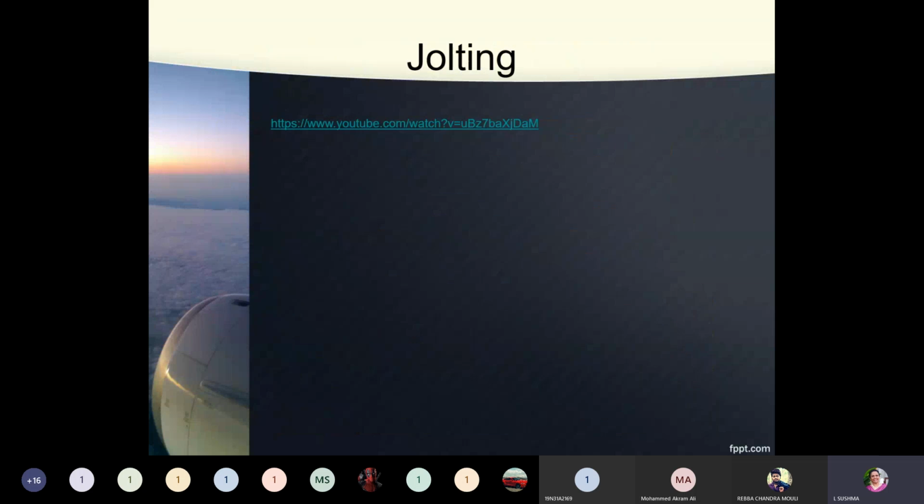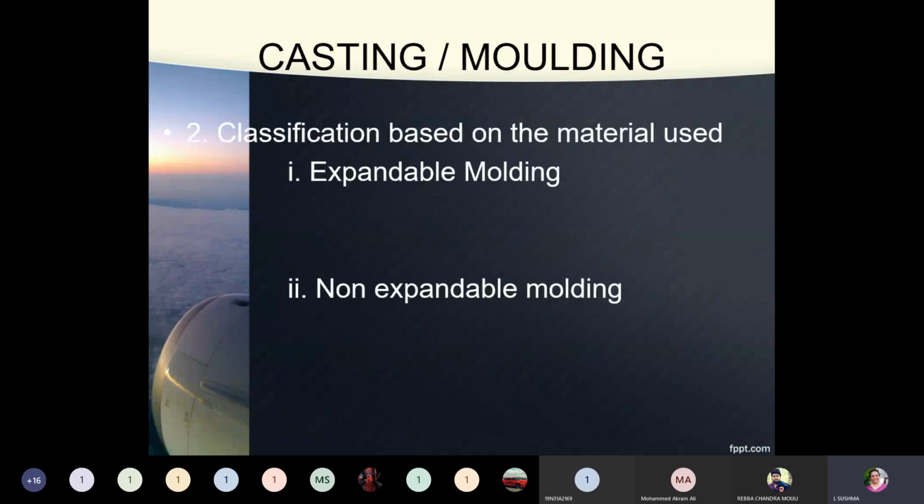Okay, next is the classification based on the material used. Depending upon this, there are two types: expandable molding and non-expandable molding. The basic difference between these two is that in expandable molding, you can get the final object out of it, but the complete setup, that is the molding, sand, everything you have set up, you have to remove. Then only you will get the final object out of it.